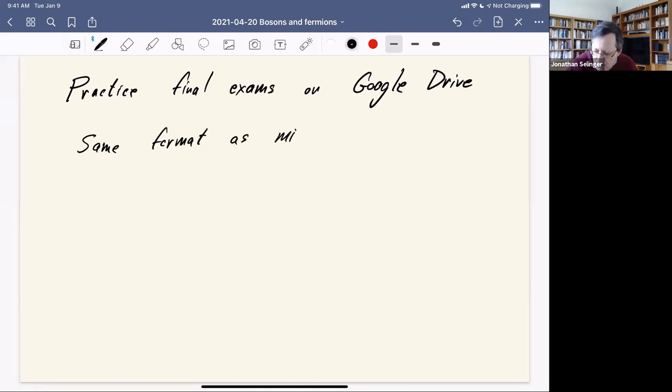Maybe a little bit longer than the midterm, because it's a final instead of a midterm, but the same general format. So once again, open book, open notes, open using integration software, that sort of stuff. But just not allowed to communicate with any other live humans during the test.